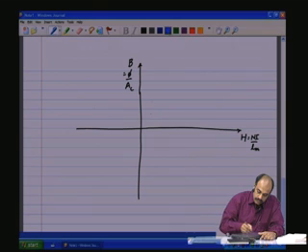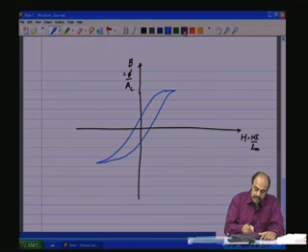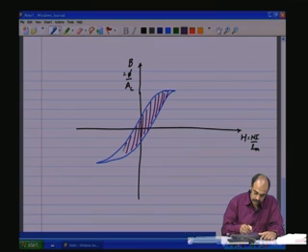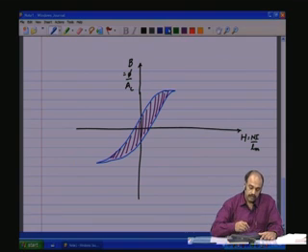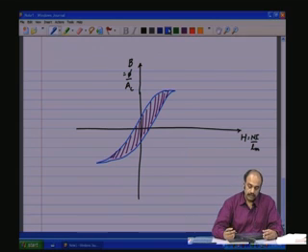So, we know that, and we have seen before that this results in a curve which goes, and the area covered within the BH loop in a cycle is the energy that goes off as hysteresis loss, because that is unrecoverable.